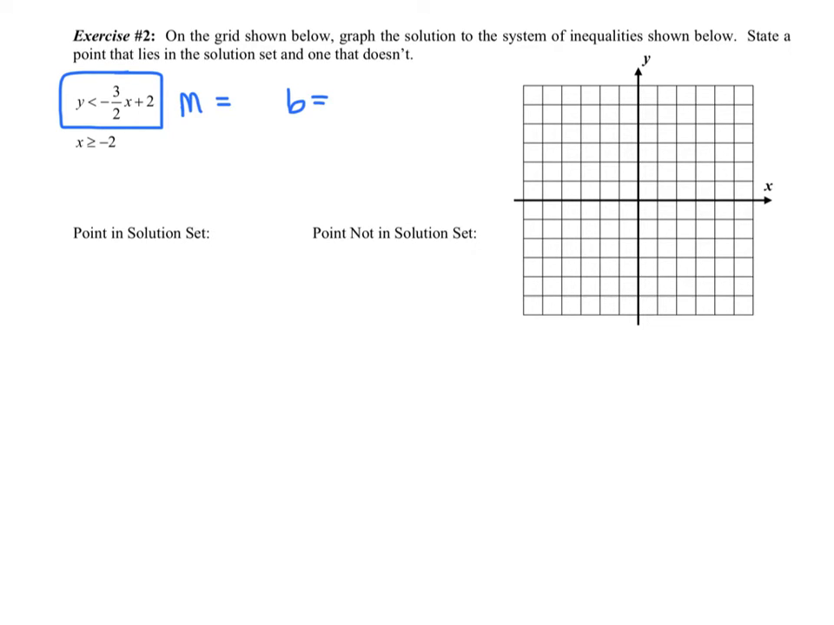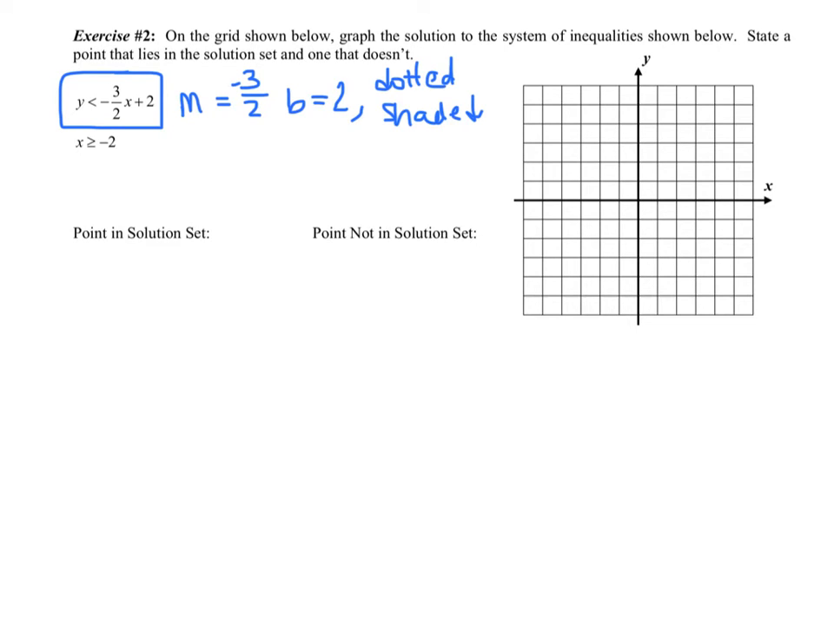Okay, so I think you should have had enough time there to name the slope as negative 3 over 2, the y-intercept as positive 2. All right, now, is this a solid or dotted line? I would definitely say it's dotted because it does not have an equals to. It's just less than. And because it's less than, we are going to shade below.